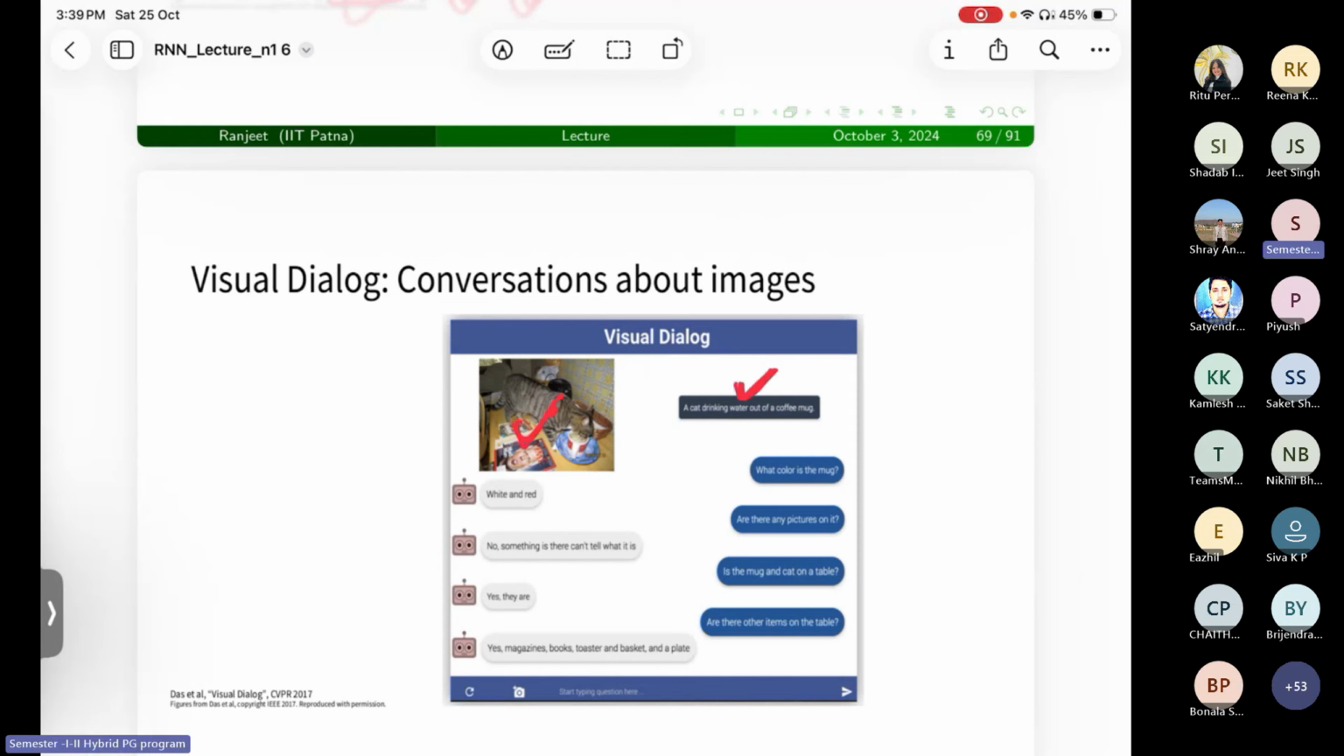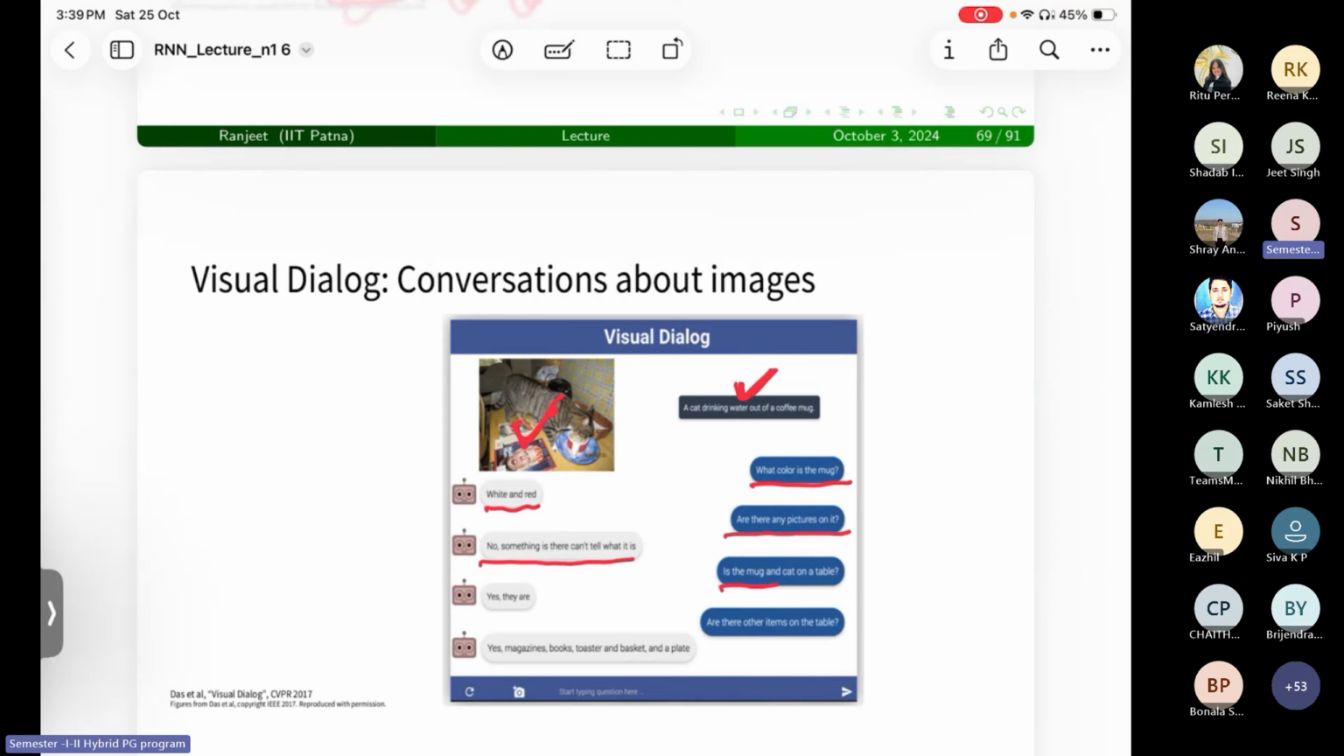Now again, we start to ask questions. Hey, what color is the mug? Whatever output you are getting from the model, you are asking questions from that output only. So you ask, what is the color of the mug? And it says white and red. Then again you ask, are there any pictures on it? It says no, something is there, can't tell what it is.